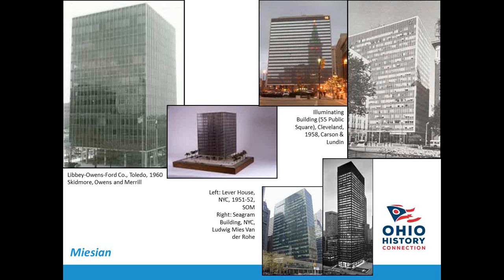Likewise, 55 Public Square in Cleveland, the Illuminating Building, the headquarters for the electric company. It is the first building built on Public Square in 1958 since Terminal Tower was built in the 1920s. And even in that upper shot, you see the outline of Terminal Tower reflected in the building, and you certainly see that contrast between that Beaux-Arts classicism defined by Terminal Tower and now this modernism expressed in 55 Public Square. So let's break these buildings down.